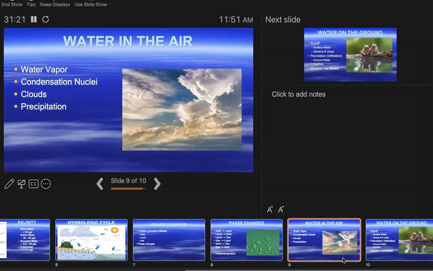So, just a little wrap-up slide for you here, just talking about water in the air. And that eluded me for a long time. I mean, I knew it was there. I just didn't really think to talk about it as such. So we've got a slide there. It's a great source of water vapor. Condensation nuclei is a new term for you, maybe.